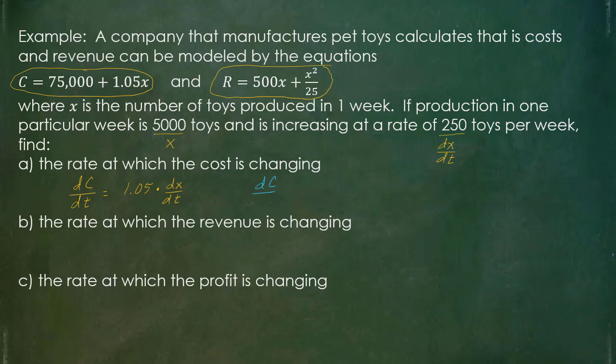So the dc over dt at that moment in time is going to be whatever 1.05 times 250 is. And if we go ahead and figure out what that value is, it looks like it comes out as 262.5. And if we think in terms of what this is now being represented as, well, it's the rate at which the cost is changing, so that should be dollars. And then per, in this case, it looks like the rate is a per week idea, so it would be per week.